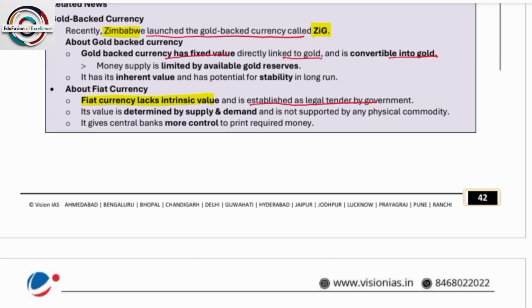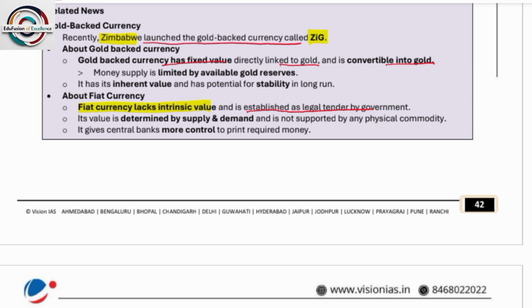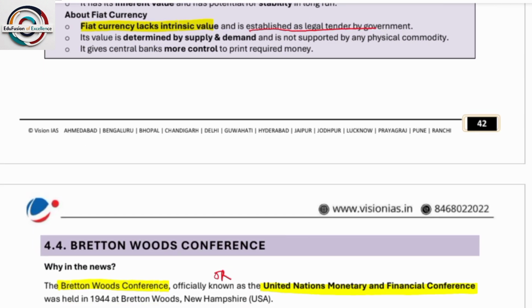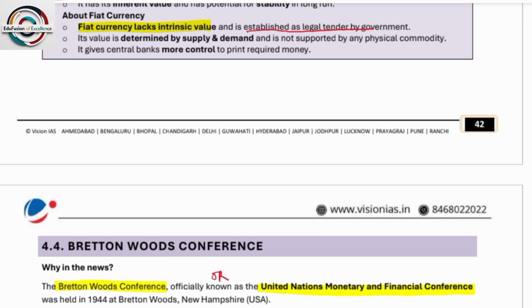Next, gold-backed currency. Recently, Zimbabwe launched a gold-backed currency called ZiG. So ZiG is basically a currency that has a gold backing, and this was recently launched by Zimbabwe. A gold-backed currency has a fixed value directly linked to gold and is convertible into gold. About fiat currency, it lacks intrinsic value, and one thing: fiat currency is nothing but the rupee that is used by us at present.